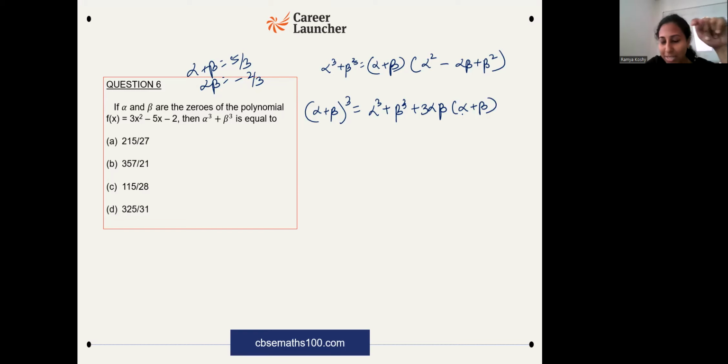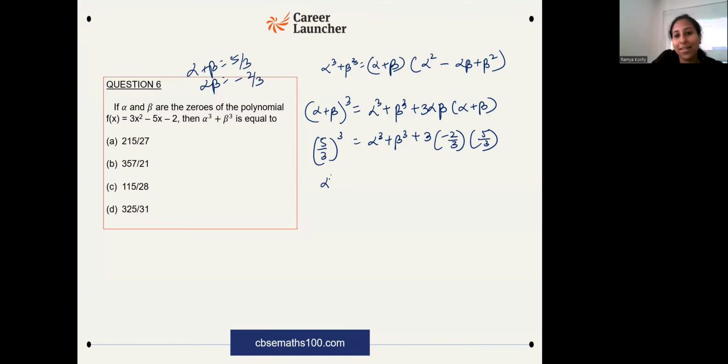So do you realize what's the advantage of using this? Directly I can substitute alpha plus beta and alpha beta everywhere, right? Okay. So you will get 5 by 3 the whole cube is equal to alpha cube plus beta cube plus 3 into minus 2 by 3 into 5 by 3. So you can calculate that and you will get the answer. Alpha cube plus beta cube will be 5 cube by 3 cube minus, here minus of minus will become plus 10 by 3.